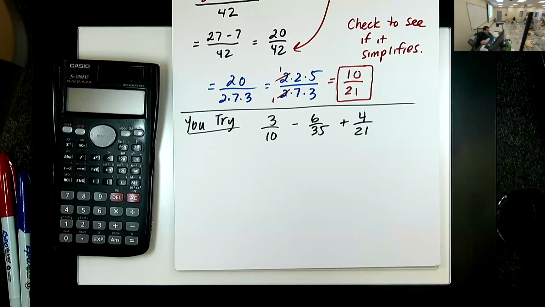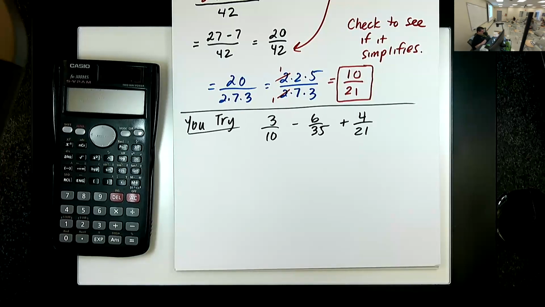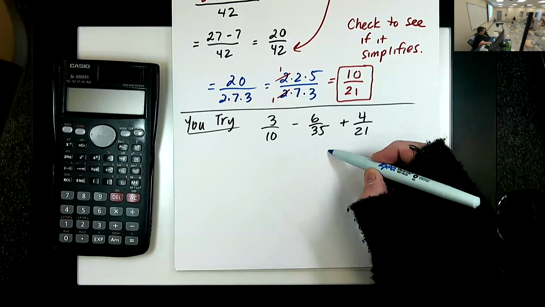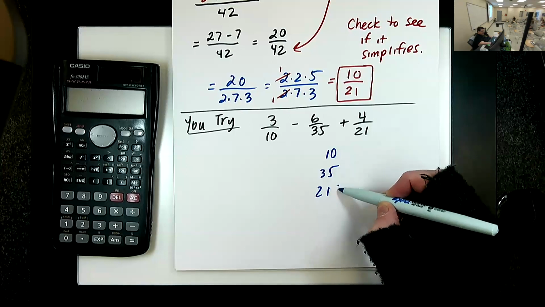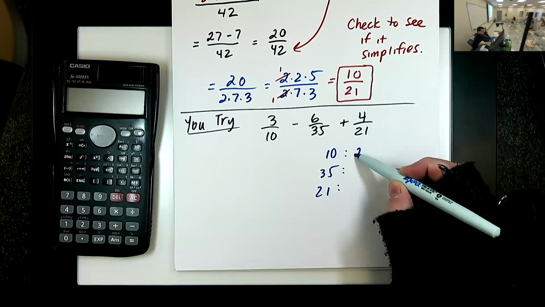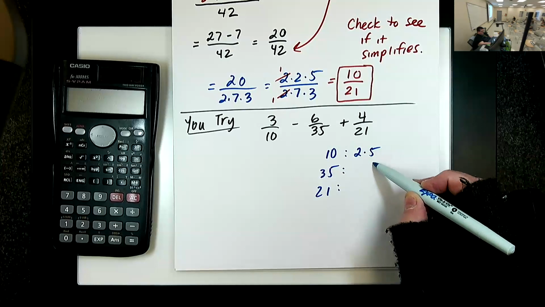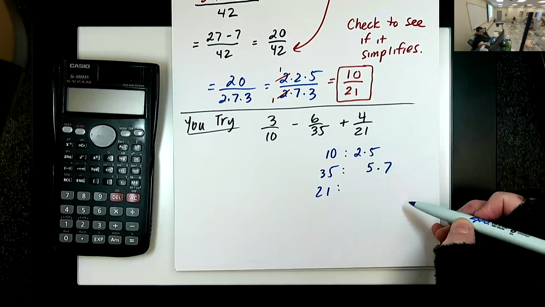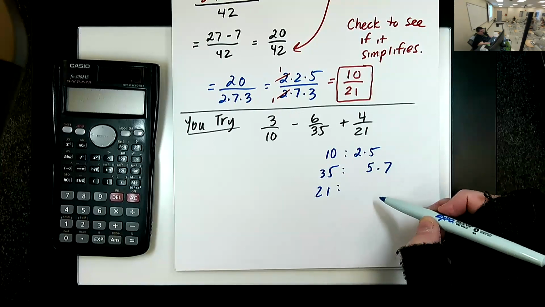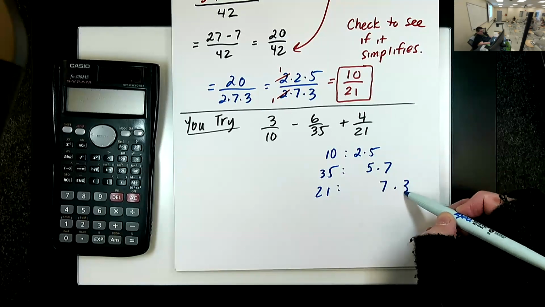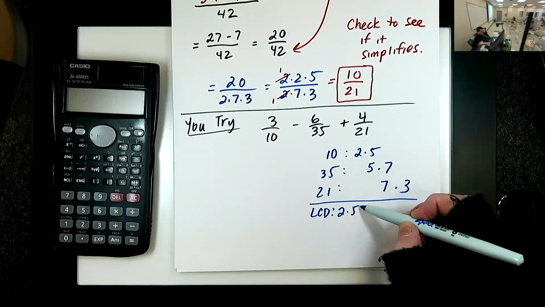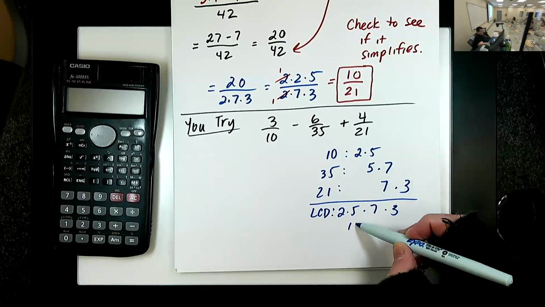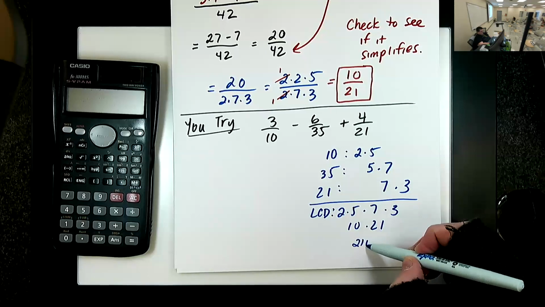All right, let's give it a gander. In the interest of time, I had 10 and 35 and 21. 10 is 2 times 5. 35 is 5 times 7. 21 is 3 times 7. I got a 7. I need another column for a 3. So the LCD is 2 times 5 times 7 times 3. 10 times 21, or 210.